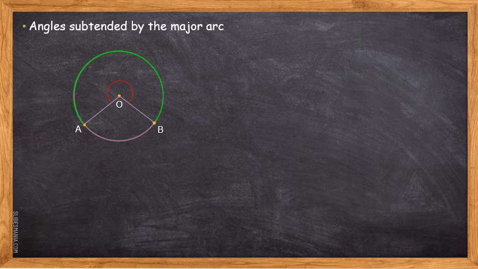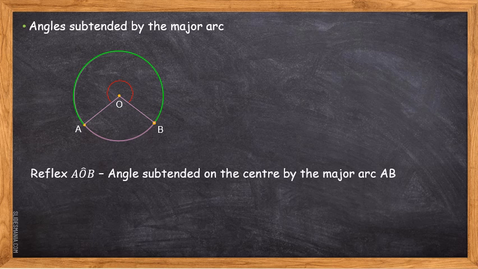Then here it is reflex AOB. Then this reflex AOB angle is the angle subtended on the center by the major arc AB. Then there's another angle that is the angle subtended on the remaining part of the circle by the major arc AB. Let's see how that happens. You can consider any point on the remaining part of the circle. This purple colored AB minor arc, that is the remaining part. You can consider any point on that minor arc and draw an angle like this.